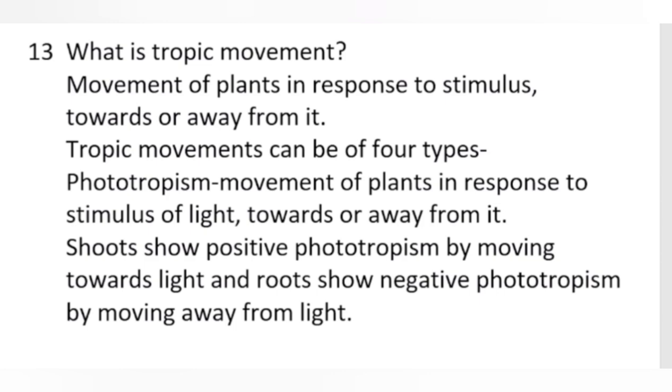What is tropic movement? Movements of plants in response to a stimulus, towards or away from it, is called a tropic movement. They can be of four types: phototropism, geotropism, chemotropism, and hydrotropism. If the movement of a plant is in response to light, towards or away from it, then we call it phototropism. Photo means light. Shoots show positive phototropism as they are moving towards light, and roots show negative phototropism because they move away from light.